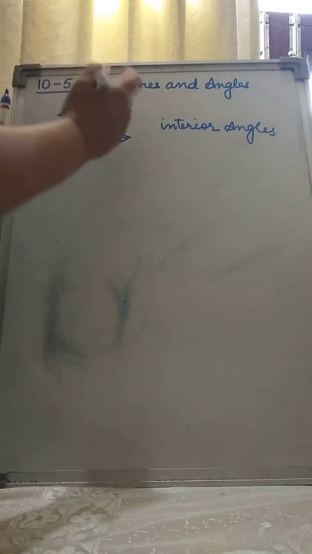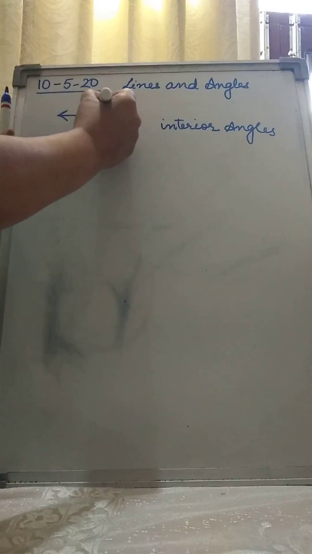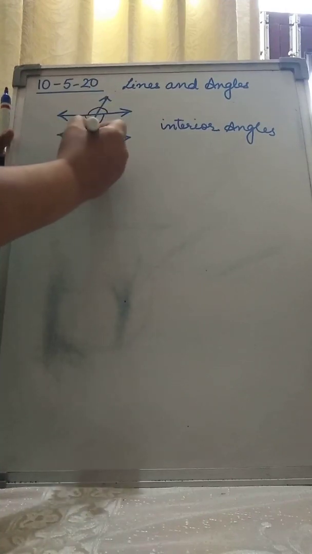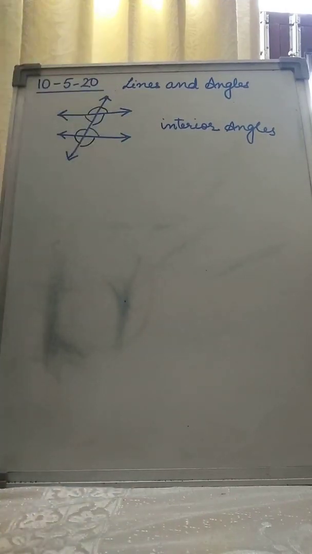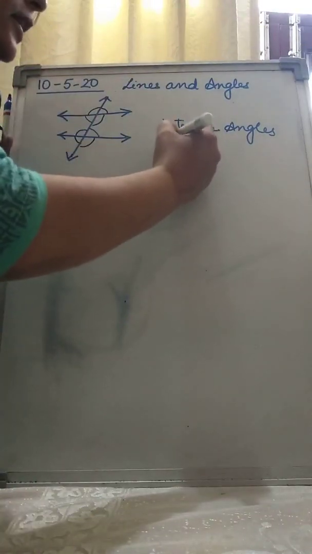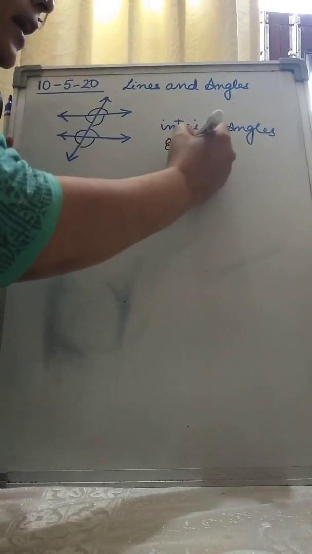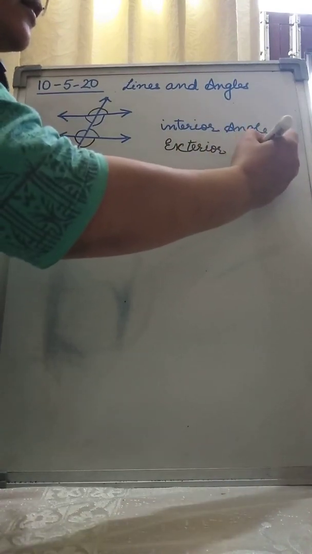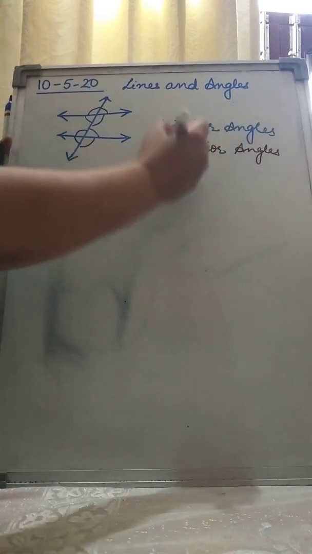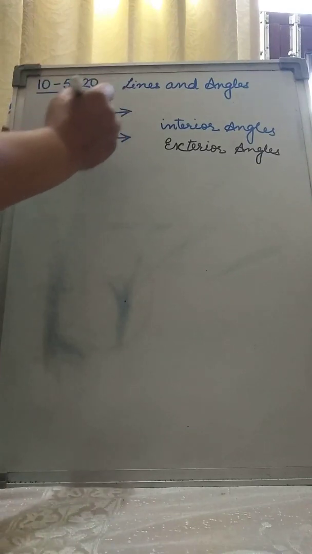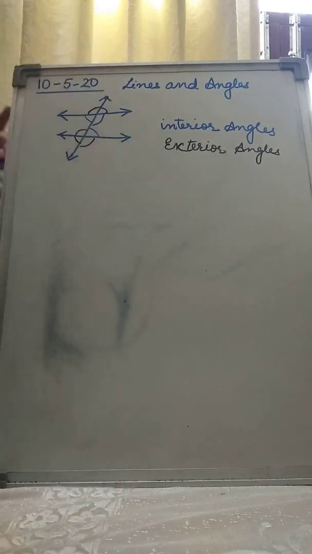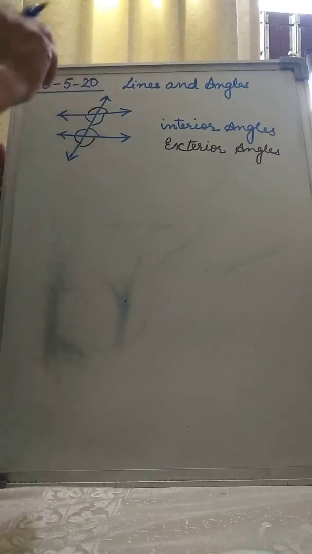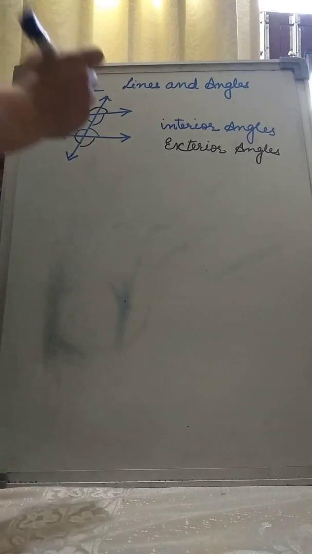And angles which are formed on the outside of the lines are called exterior angles. With black pen I have shown you the exterior angles, and with blue pen I have shown you the interior angles. So first thing you should be clear about exterior and interior.